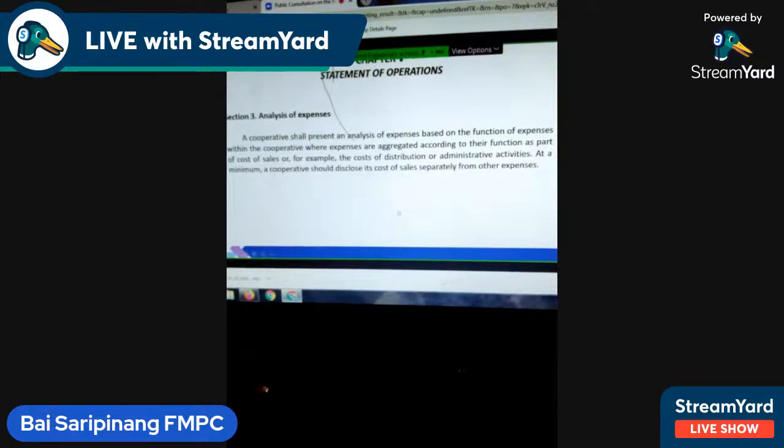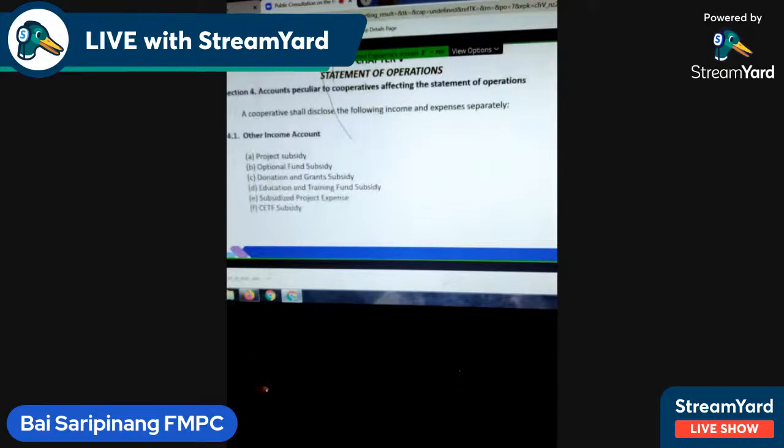Now, on the analysis of expenses, based on the function of expenses, wala po tayong pagbabagong ginawa dito. And on the accounts peculiar to cooperatives affecting the statement of operations, a cooperative shall disclose the following income and expenses separately. So, ano po ito? Kanya, nilagay po natin ang statement natin ito dahil meron tayo mga other income account.